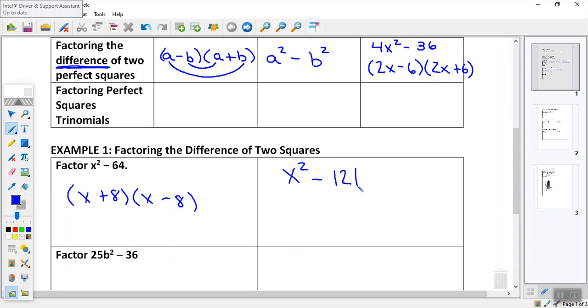This is going to be the difference of two perfect squares right here. How do you factor the difference of two perfect squares? Well, can you think of two numbers that multiply to 121? 11. Okay. So this will factor into 2x's. What are you going to have in here, kids? Minus 11 plus 11.